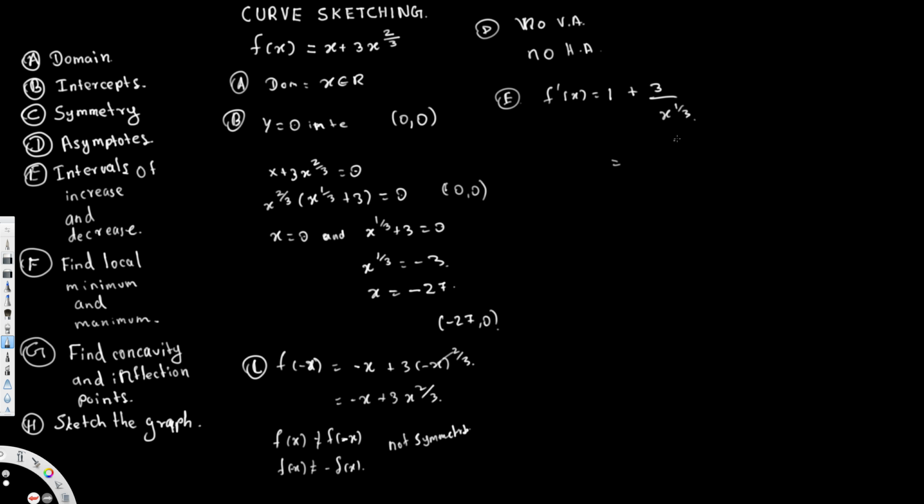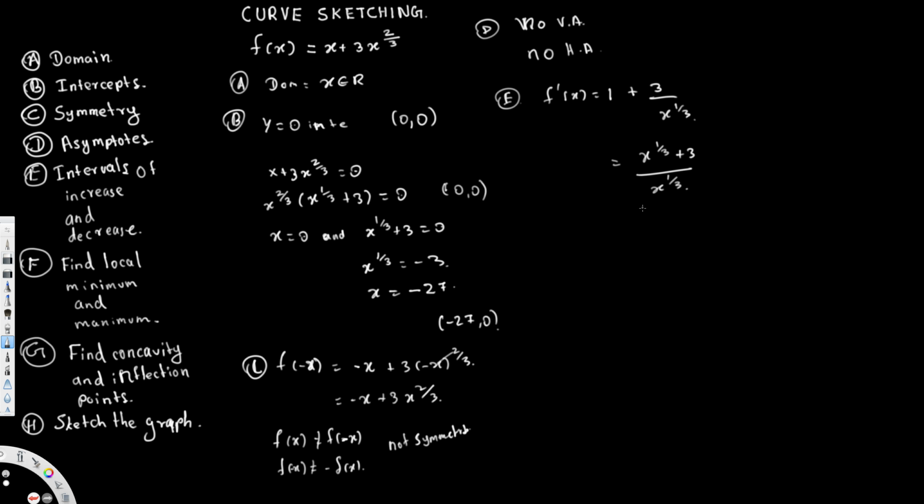To do that I have to multiply this one by x to the power 1/3. If I multiply it, this will become (x^(1/3) + 3) over x^(1/3). From this one I can find the critical numbers.